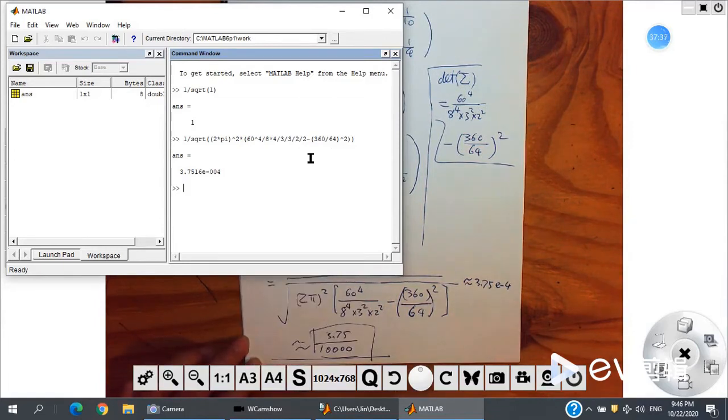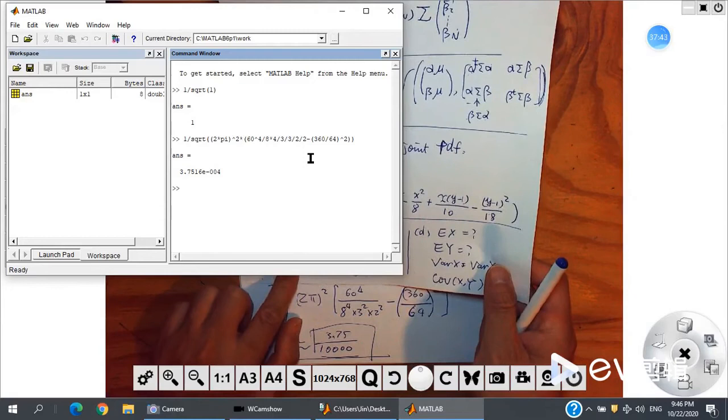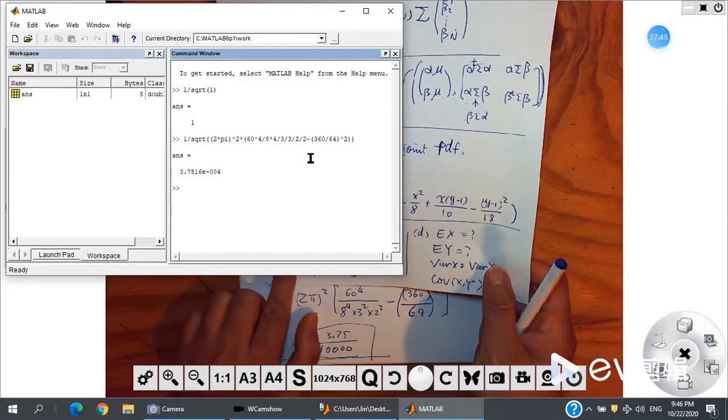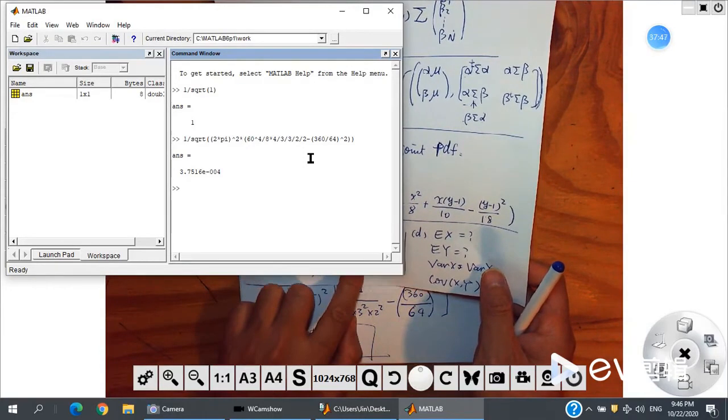All right, then let's go back to the problem. We want to find the C, and next we want to find the PDF of Z. Z is 3x plus 2y.